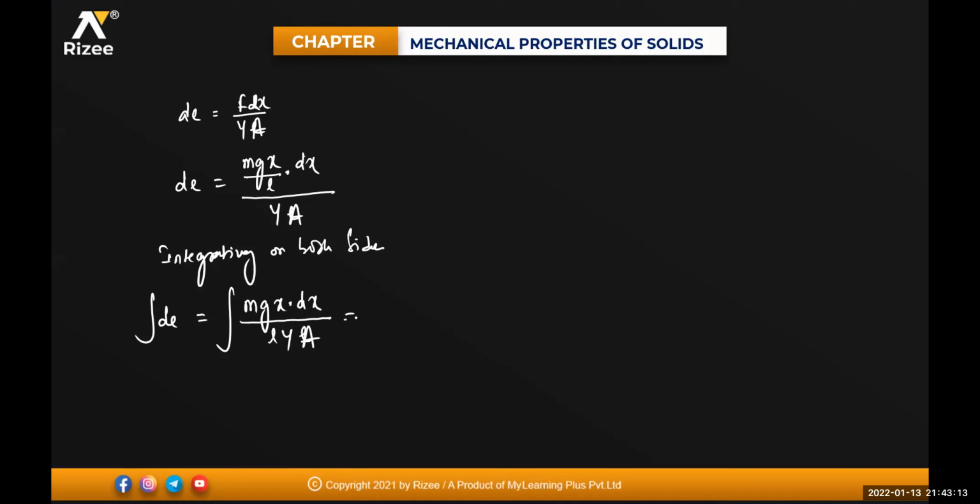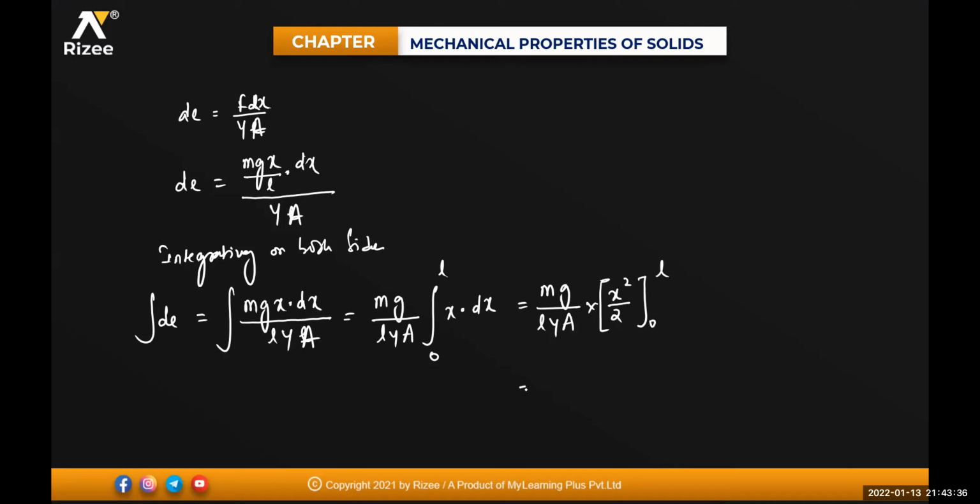Okay, so in this one now mass is constant, g is constant, L is constant, Y is constant, A is constant. This is the integral of x into dx, from what limit? 0 to L. So that is equal to mg divided by L into Y into A, into integral of x dx, which is nothing but how much for me? x square divided by 2. Limits are 0 to L. So that will become mg into upper limit minus lower limit. So it is L square divided by L into Y into A. This L square will get cancelled. So it is mg into L divided by Y into A.